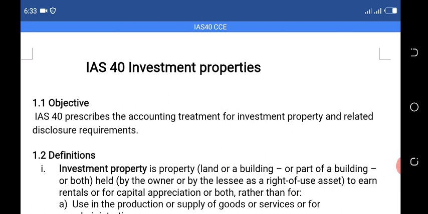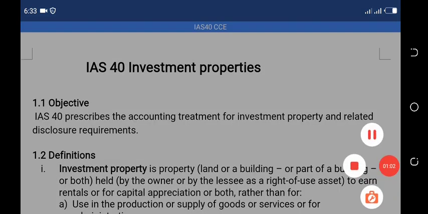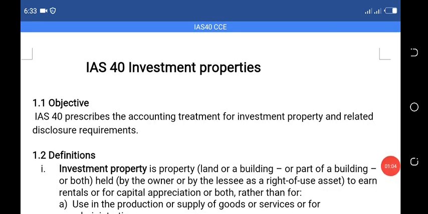Now, let's talk about the objective of the standard. What is the objective of this standard according to the IFRS Foundation? IAS 40 prescribes the accounting treatment for investment property and related disclosure requirements. So the standard prescribes the treatment for investment property and what items are to be disclosed as related to this standard.